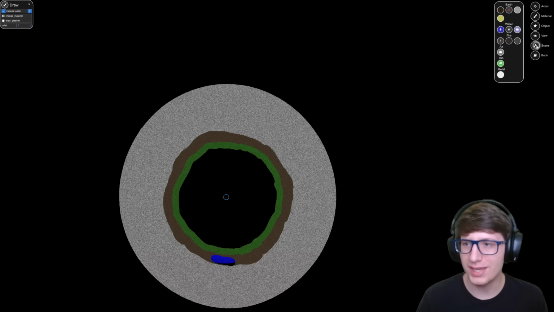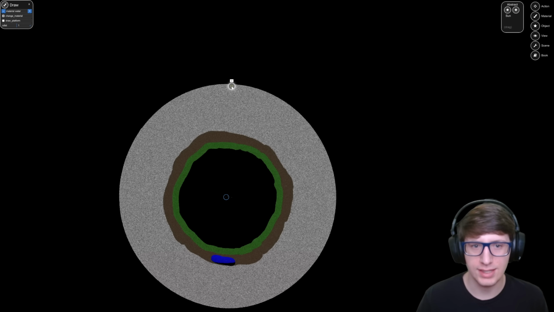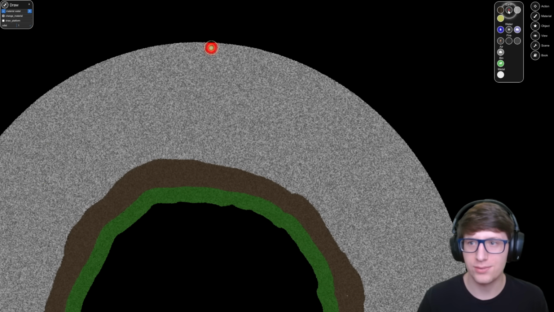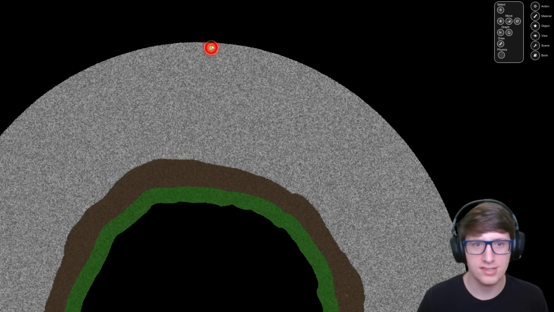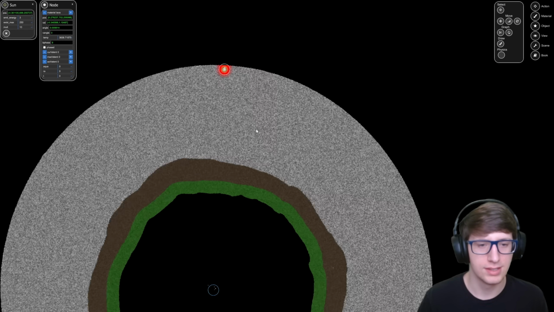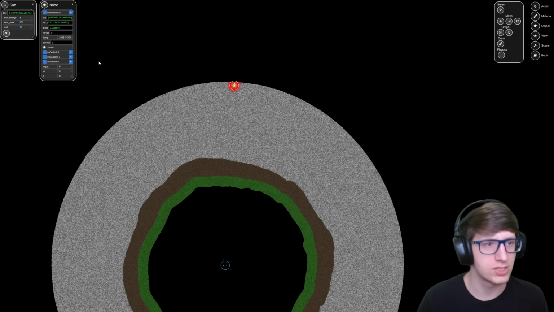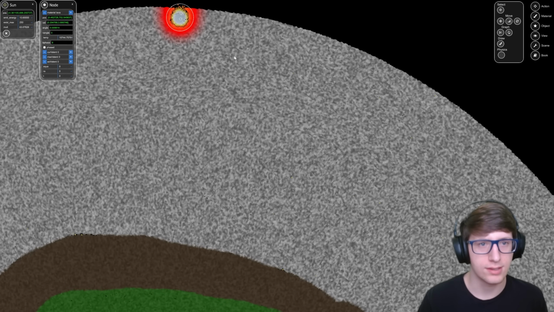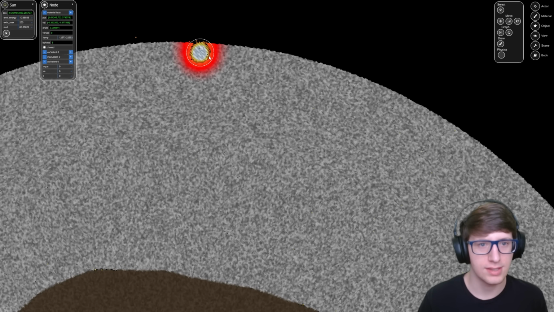Let's see about making the outside liquid now. If I put a sun here... I'm trying my best. Hopefully this doesn't erode the stability of the whole thing too much. Alright, emit energy, turn that up a little bit. Multiplier, turn that up a little bit. Alright, cool. It is melting.